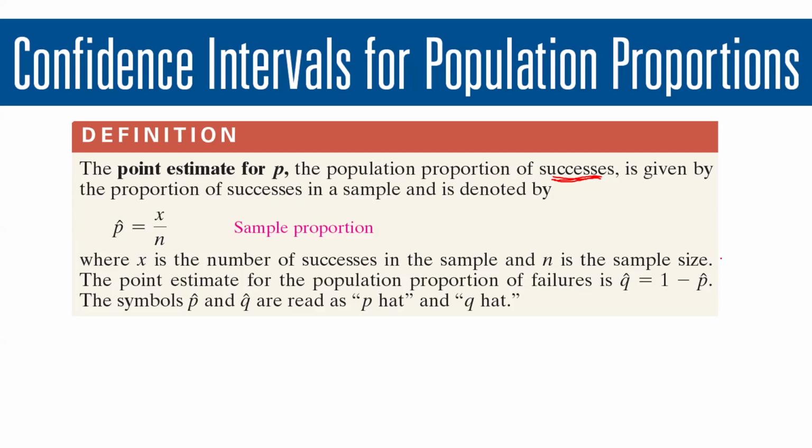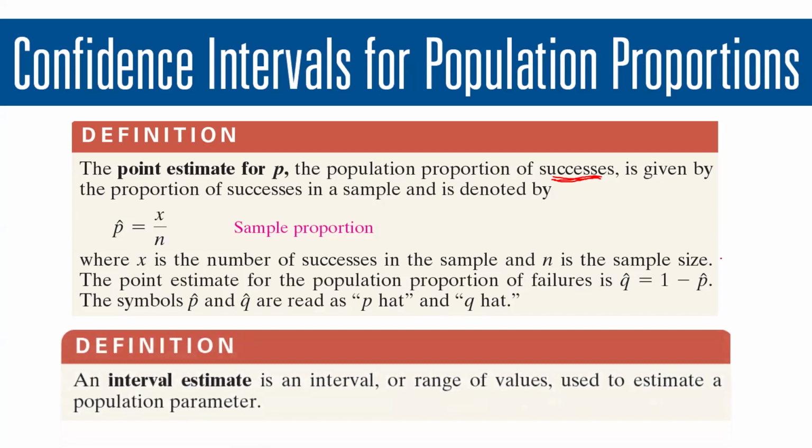Very good. An interval estimate is an interval or range of values used to estimate a population parameter. Perfect. We know that if we take a sample and calculate the proportion for that sample, it might not capture the true population proportion. So that's why you're going to use an interval or range of values to feel a little bit more comfortable about capturing the true population parameter, in this case, population proportion.